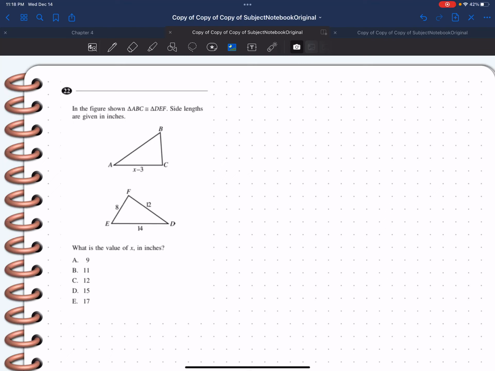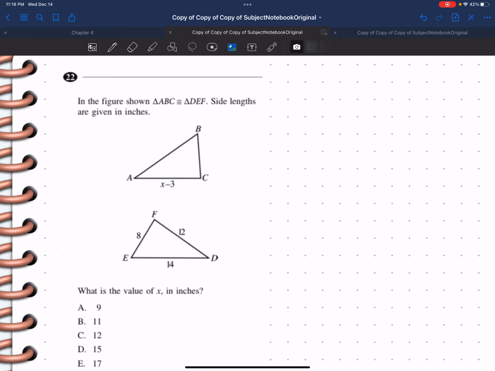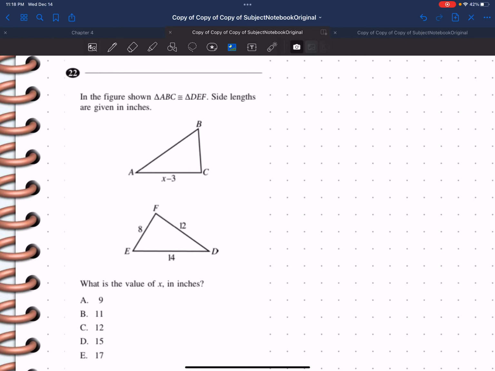Number 22. In the figure shown, triangle ABC is congruent to triangle DEF. So this little funny symbol there means congruent. And in everyday language, that means exactly the same. So what they're telling me is that the two triangles are exactly the same.